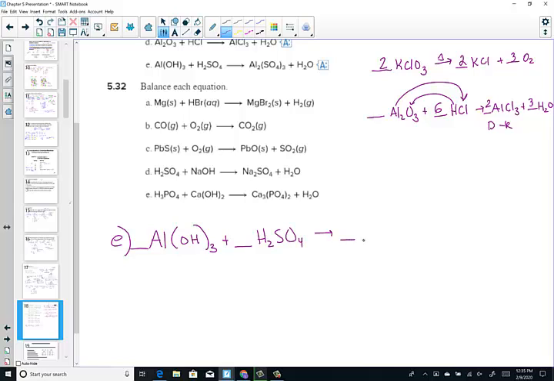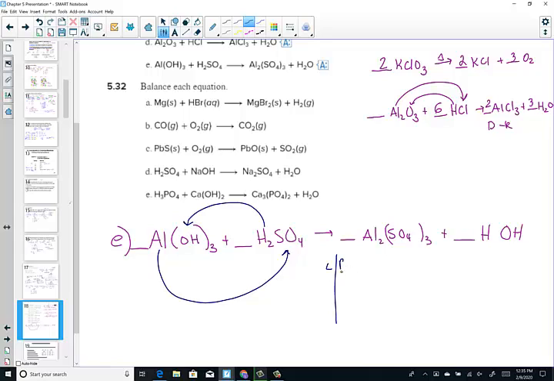yields aluminum sulfate. And now for water, watch what I'm going to do. I'm going to write that as HOH. That's water, 2 H's and an O, but this is why I like to do it. Aluminum went to sulfate, hydrogen went to hydroxide. Notice now when I go to balance this equation, I have 4 characters.